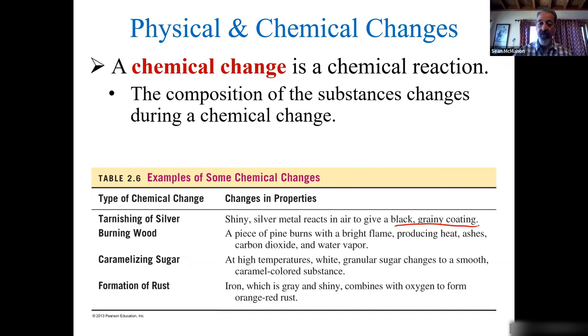Burning of wood, it converts it to water vapor and CO2 and energy. Caramelizing sugar. A lot of times when people cook, they caramelize, which brings the sugar out and makes things sweeter, like with onions, caramelized, grilled onions. Formation of rust. So here we're seeing chemical changes. And as a result, once there's a chemical change, there's a change in the properties of the new substance, okay?